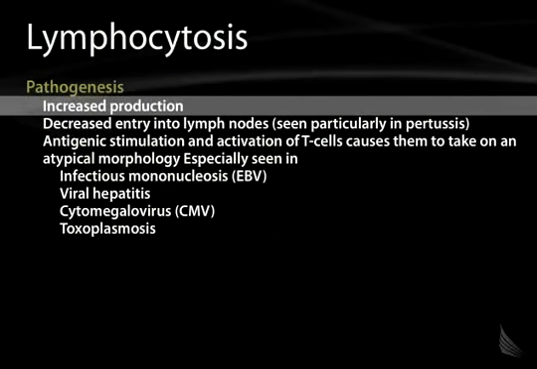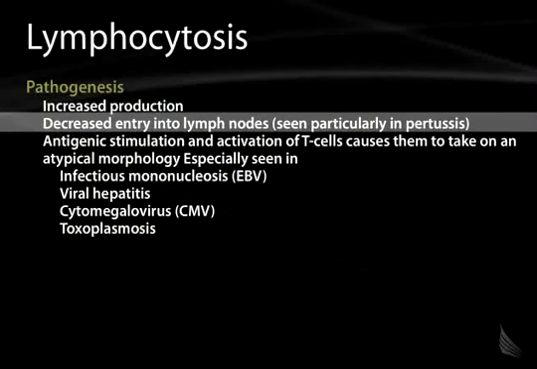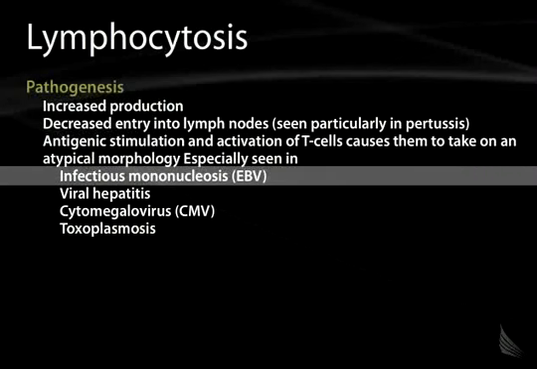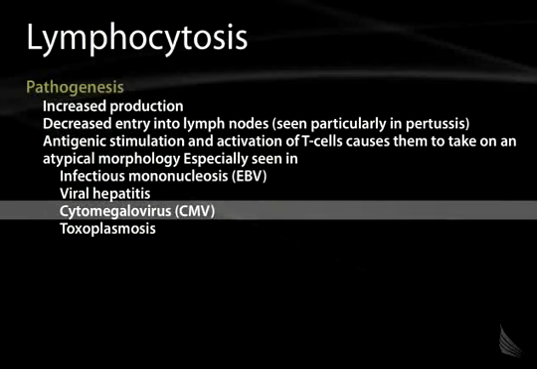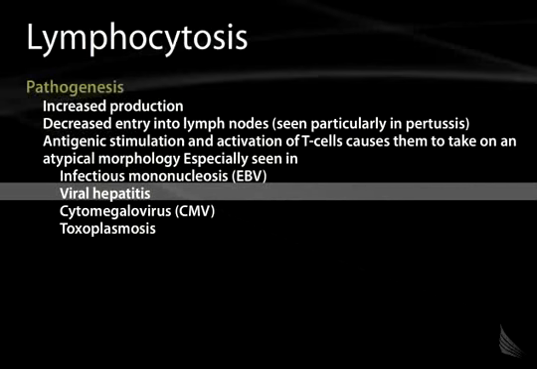The increased lymphocytes going into the periphery are often caused by a decreased entry into the lymph node, so there's no lymph node sequestration of the lymphocytes, and antigenic stimulation or activation of these T cells causes them to take on an atypical morphology seen in a lot of the viruses that I talked about earlier, EBV causing infectious mononucleosis, or CMV, cytomegalovirus. Toxoplasmosis or viral hepatitis can also cause atypical lymphocytosis.